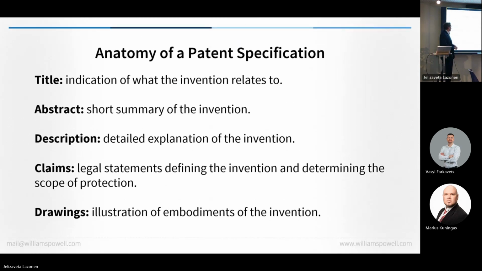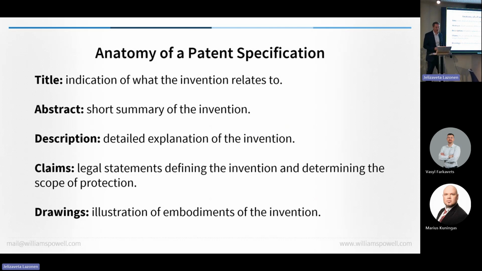So let's start to look into specifications themselves and how we can read and understand them. As I said, the patent specification is really the technical bit. It's what describes the invention and sets out what we're claiming. So we have a few different parts of it.